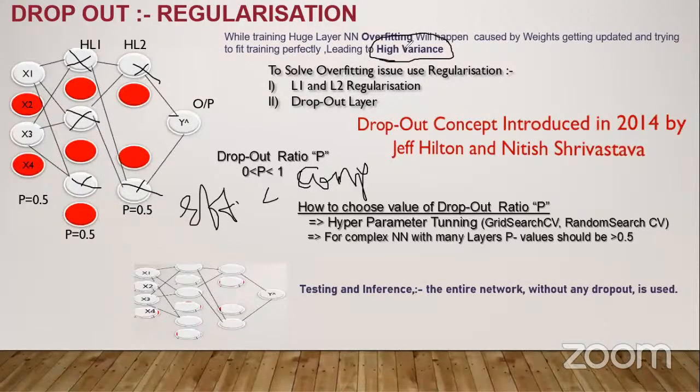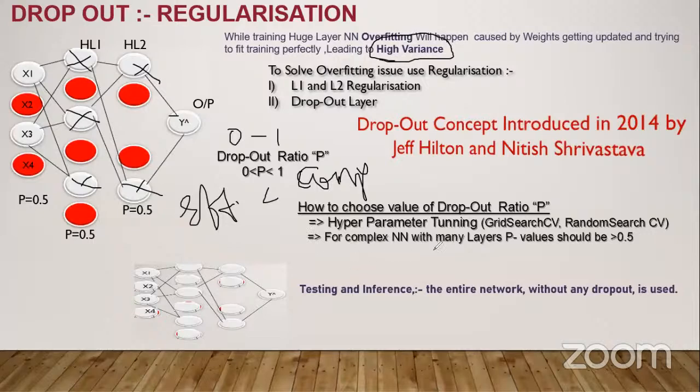So in order to avoid this high variance, we are using this methodology called the dropout layer. Simple, guys. Now clear? First we try to understand what the value of the dropout ratio could be. It will always be between 0 and 1. Now how to choose the value, which value will you choose at what level? That can be given by two methods.